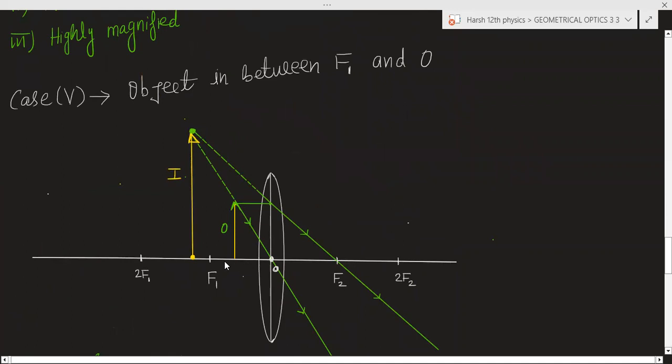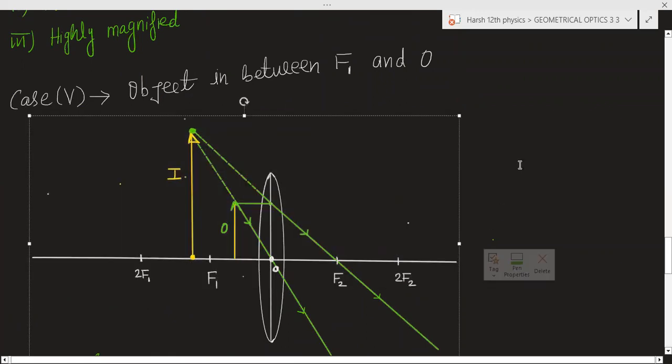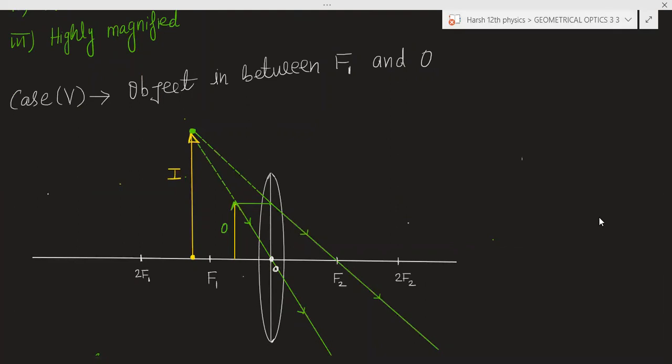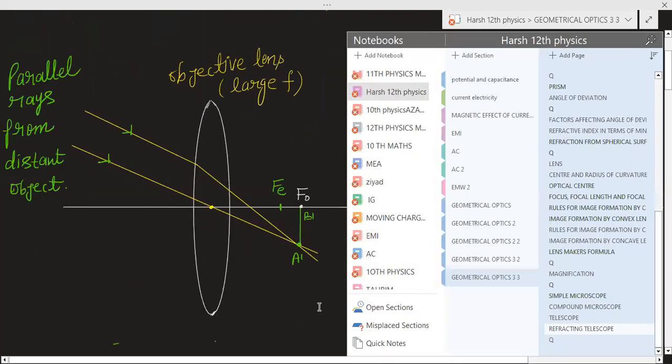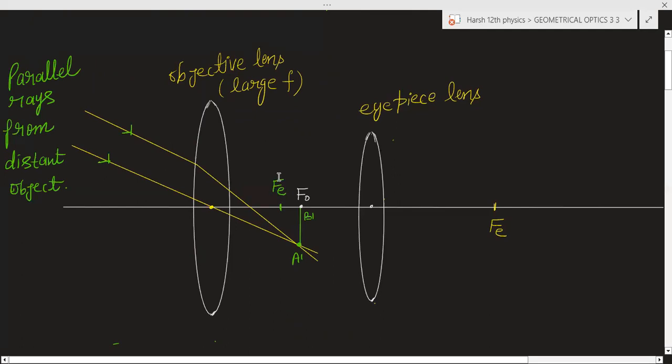When the object is in between the focus and the optical center, then the image will form on the same side and it will be larger in size. Actually this will be the case there. So here this object is lying between the focus and the optical center of the eyepiece lens. Now we will draw the ray diagram for this.